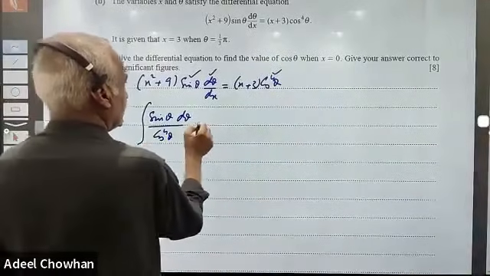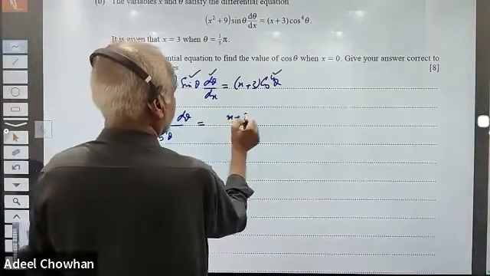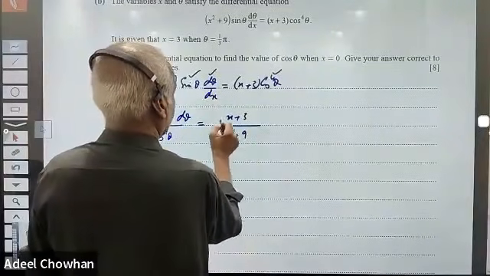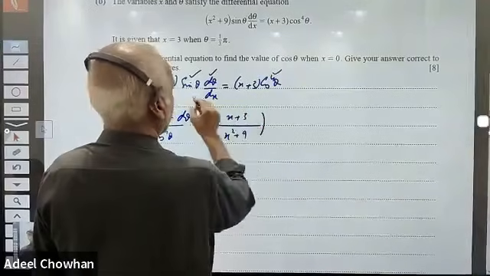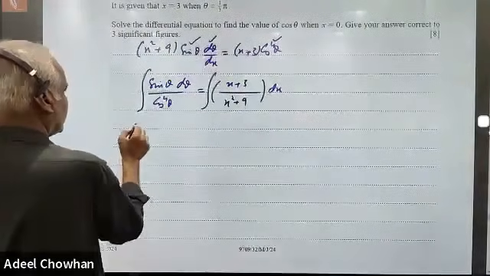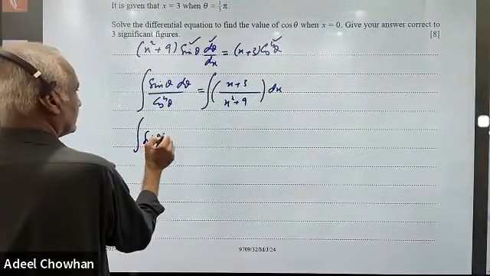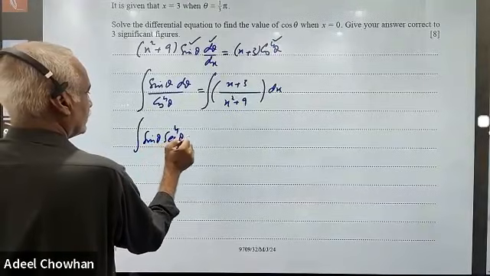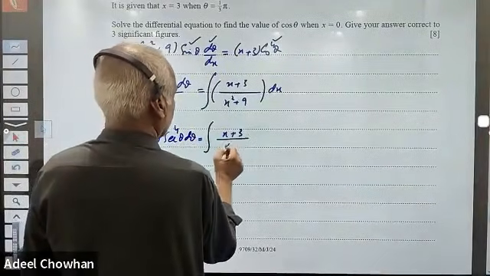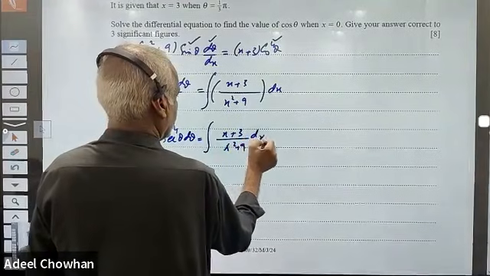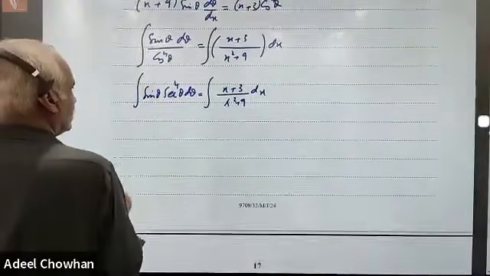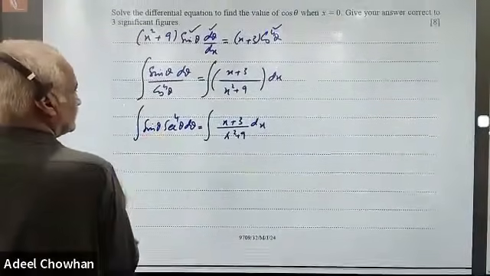And this is the integral of (x plus 3) over (x square plus 9) d of x, and this thing is written as sine theta secant 4 theta d theta, which is equal to (x plus 3) over (x square plus 9) d of x.